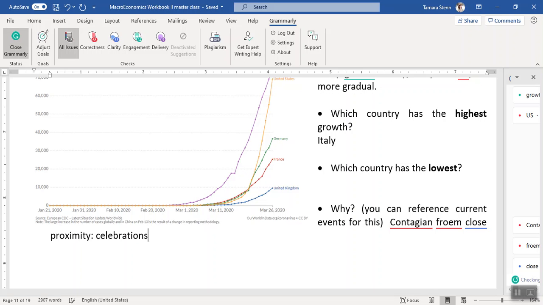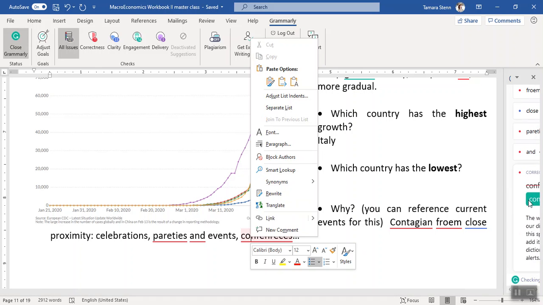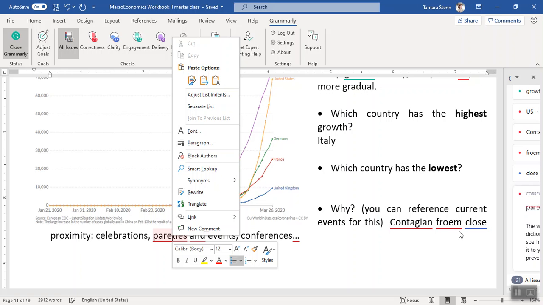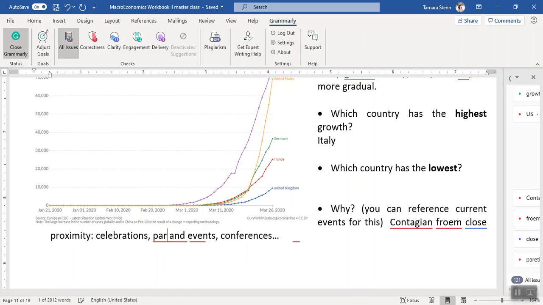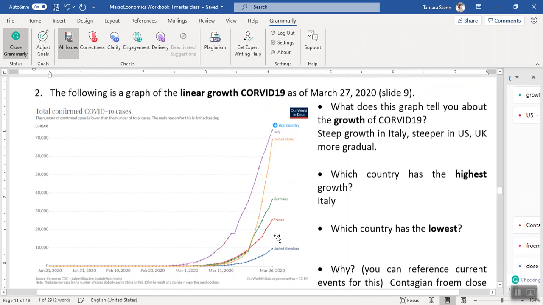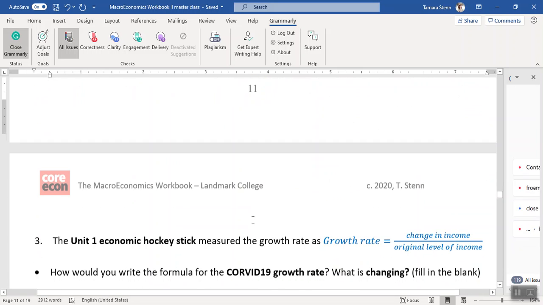So sometimes the close proximity can be from celebrations like Carnival. It can be from parties and events such as spring break. It can be from conferences. Okay, but what we have is people who are together from many different places, and they might not have their symptoms yet, but they're causing the virus to be spread. And then we're seeing that being reflected in the countries, okay?